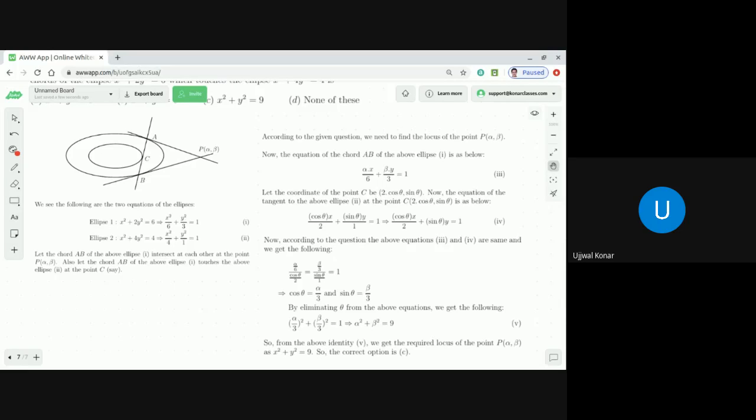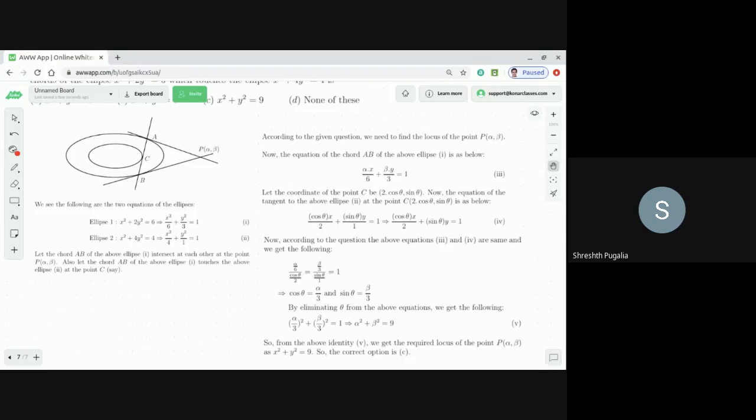And again, we found the value of cos theta and sin theta, like a few of the previous questions, and apply the concept of cos square theta plus sin square theta equal to 1. Eventually we get alpha square plus beta square equal to 9. Now, as we need to find the locus of the point alpha comma beta, we should replace alpha by x and beta by y. Hence, we get the correct option as C. Dear Shreyas and Tejas, did you understand why it is not D?